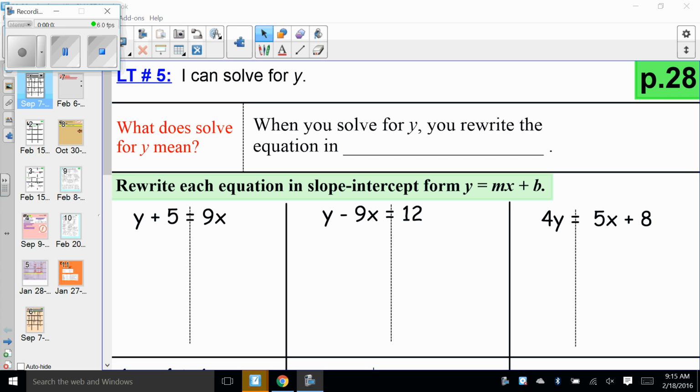Hey, 8th grade. So our learning target for today is I can solve for y. You should be on page 28 for our work today. So what does solve for y mean?